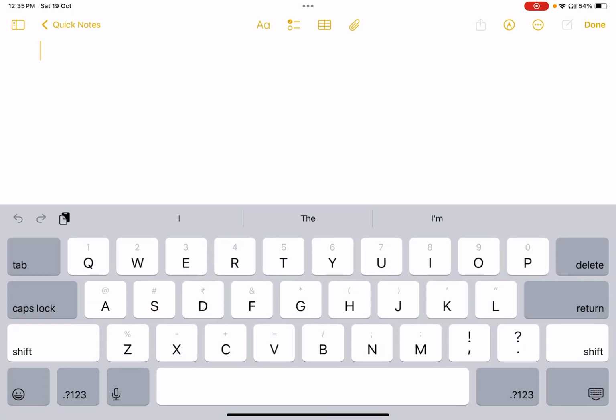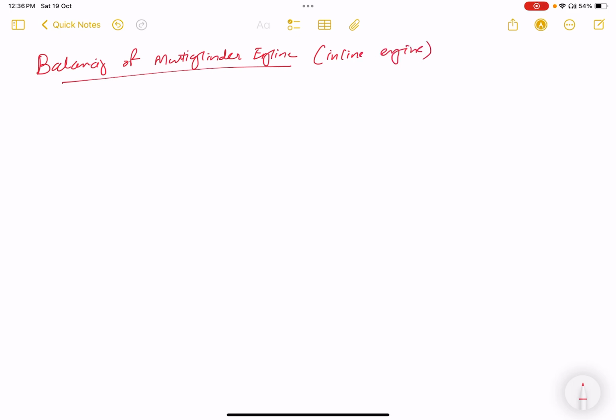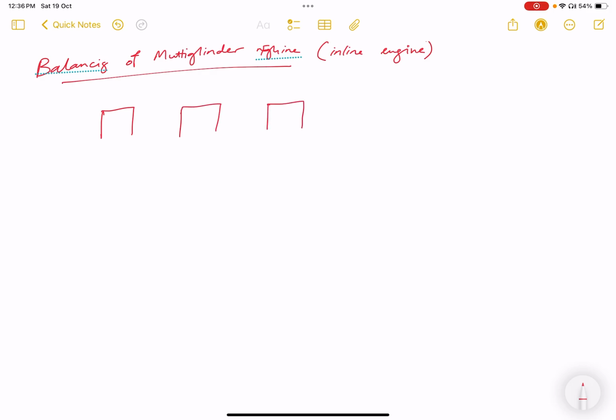So, today we will discuss balancing of multi-cylinder engines, that is also inline engines. We will basically discuss the four-cylinder engine first. Suppose this is cylinder one, this is cylinder two, this is cylinder three, and this is cylinder four.